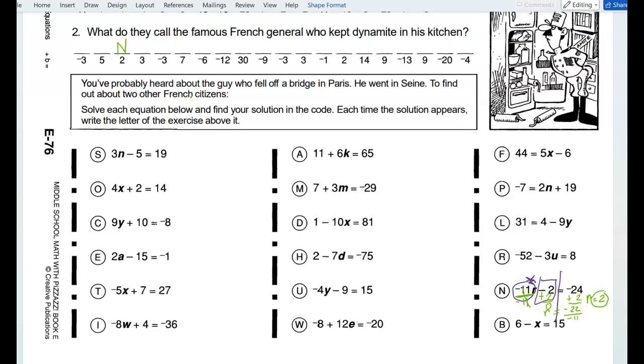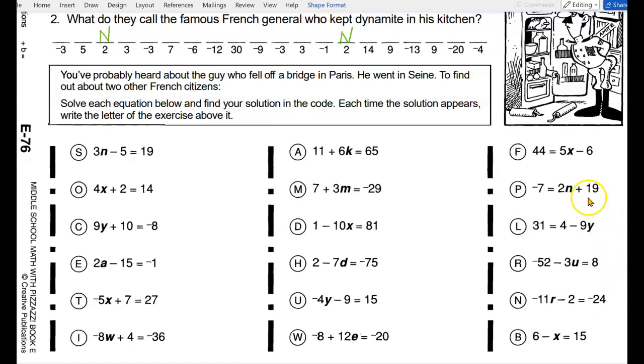Do we see any other 2s? Yep, there's another 2. I see two 2s. Okay, let's see. What other number should I do? All right, I seem to be sticking with this column. That's all right. Letter R.